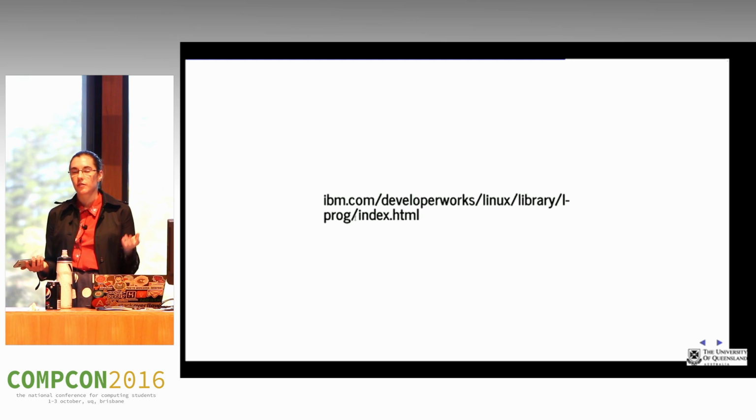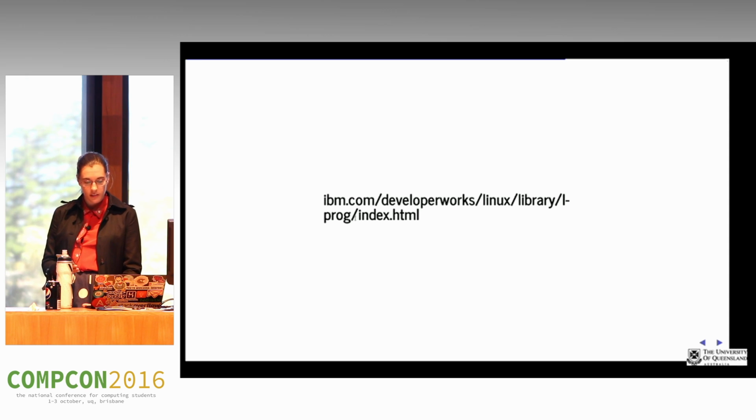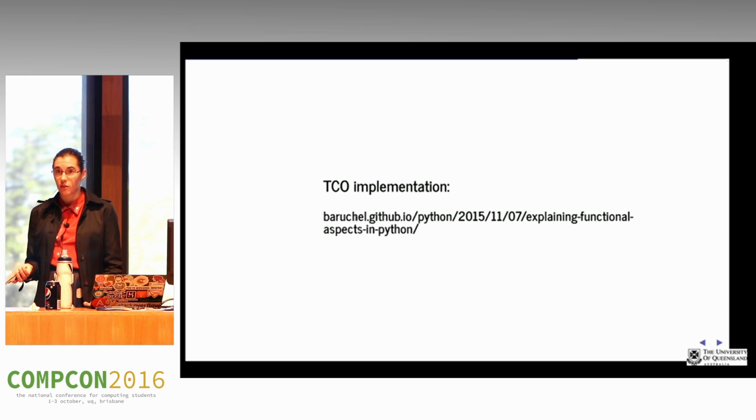There'll be a link to all of my slides at the end, so don't worry if you don't catch it. You can just look at it on GitHub. There's a whole series about functional programming in Python here. There's a tail call optimization trampoline implementation, which I don't think is very nice, but if you're keen to do that, there it is.